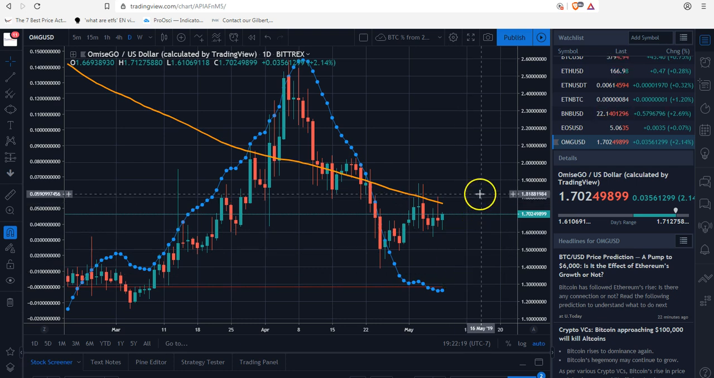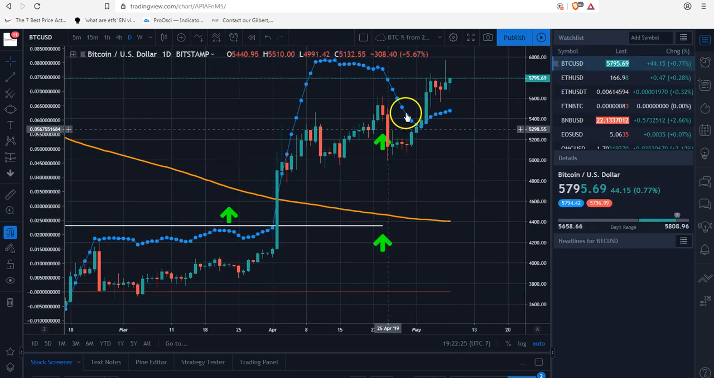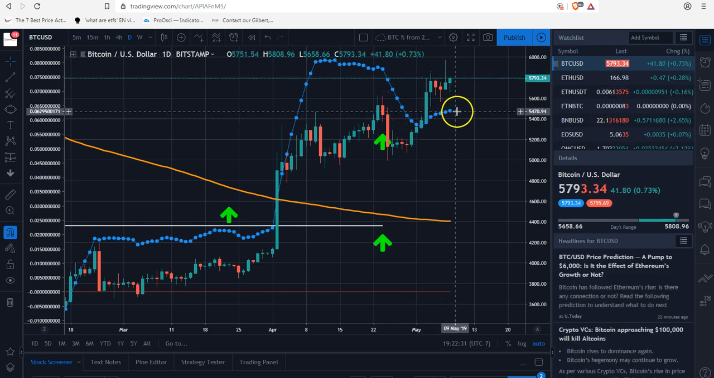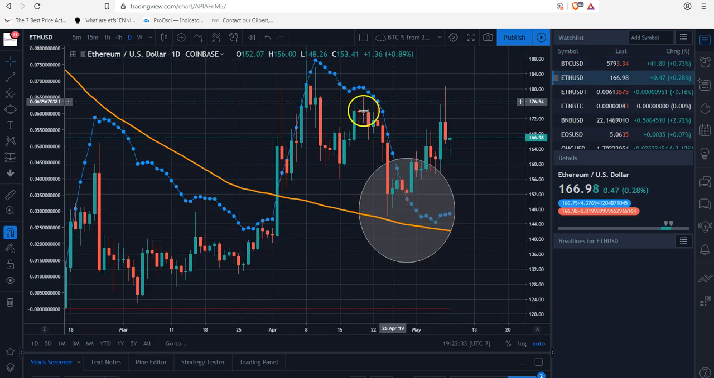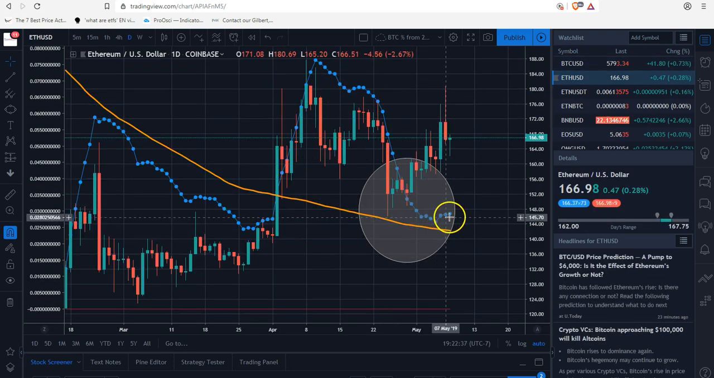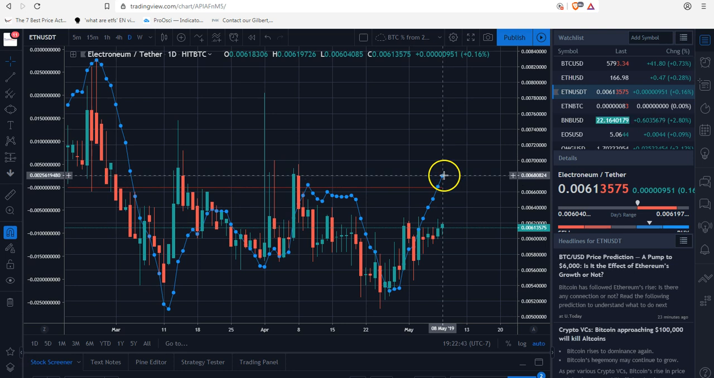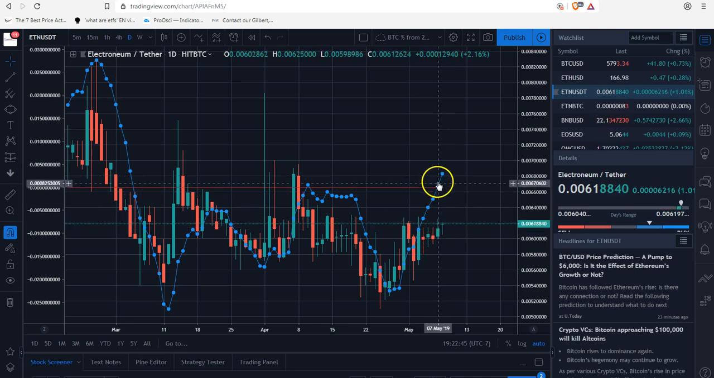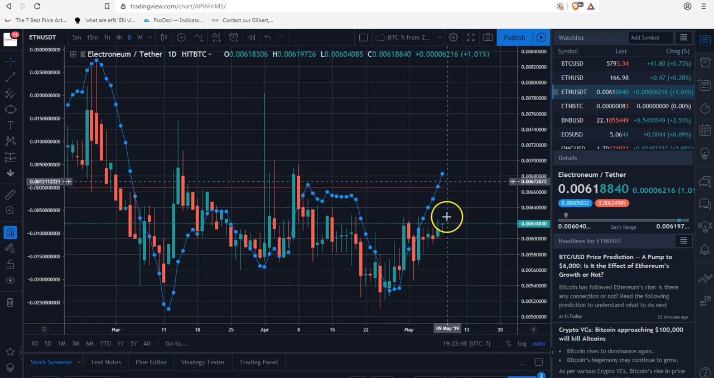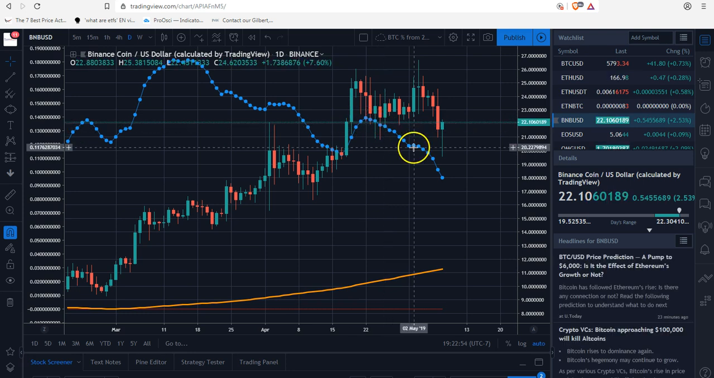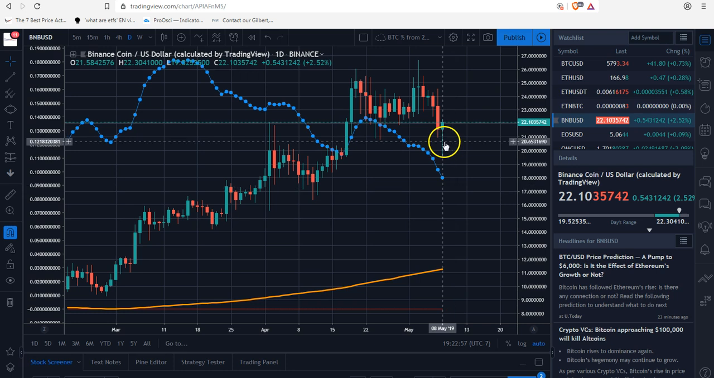And so you can kind of see, if we go back to Bitcoin, the oscillator pulled back along with price, went sideways, and is trying to curl back to the upside. If you look at ETH, same thing. It pulled back, went sideways, it's trying to curl back to the upside. Electroneum is suggesting that an up move is coming, because the oscillator should be pulling the price higher. If we go to Binance, again, the oscillator is now accelerating to the downside, so that would suggest a bigger move is coming to the downside in price.